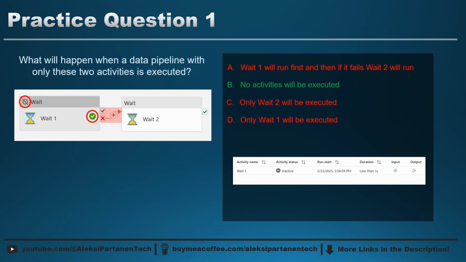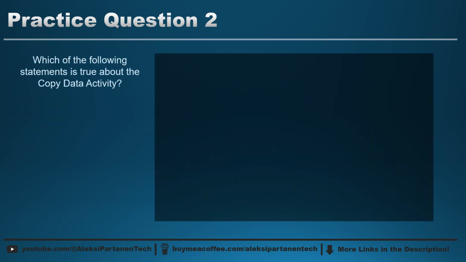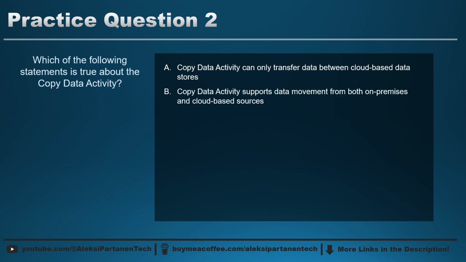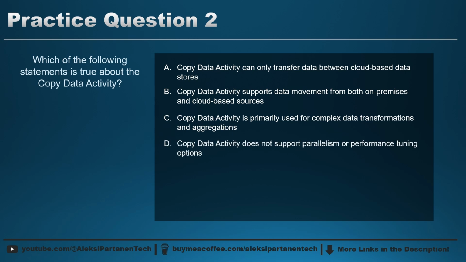Let's have another question. Which of the following statements is true about the copy data activity? A. Copy data activity only transfers data between cloud-based data stores. B. Copy data activity supports data movement from both on-premises and cloud-based data sources. C. Copy data activity is primarily used for complex data transformations and aggregations. D. Copy data activity doesn't support parallelism or performance tuning options. Now think about the answer for a moment and pause the video. I will reveal the answer in 3, 2, 1.